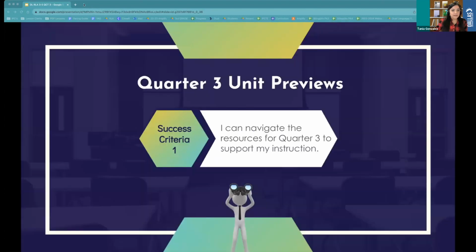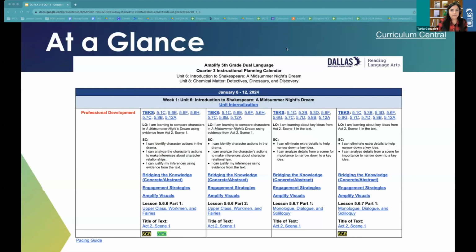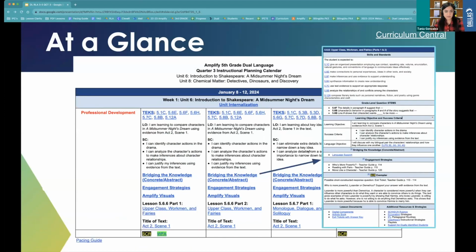Okay, to begin with, we have our success criteria number 1. I can navigate the resources for Q3 to support my instruction. So first we have our IPC at a glance. Remember that the IPC provides the weekly plan for the implementation of Amplify. Remember, you can access the lesson clarity document by clicking the Bridging the Knowledge link or the engagement strategies. My computer is a little bit slow today.